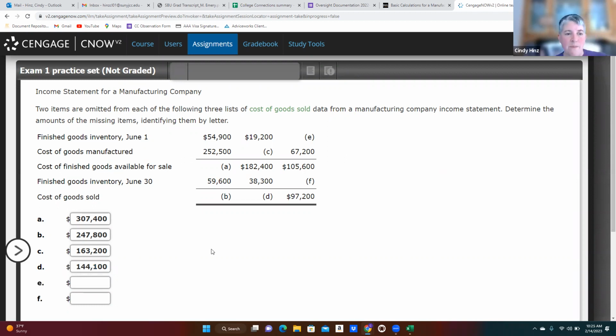And for the final column, if we had $105,600 worth of goods available for sale, and 67,200 of that was made this month, if we subtract, we find that the beginning balance must have been 38,400. And if we had 105,600 available for sale and we sold 97,200, we must have left 8,400. So cost of goods available for sale minus the cost of goods sold tells us how much we have left at the end of the period.